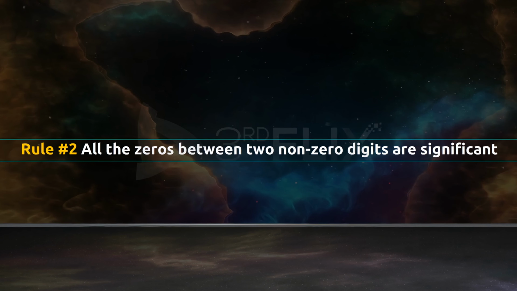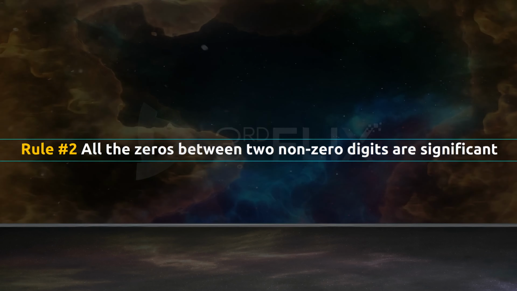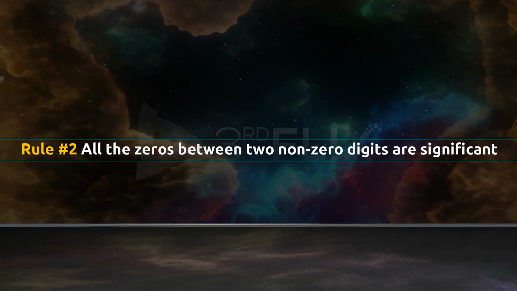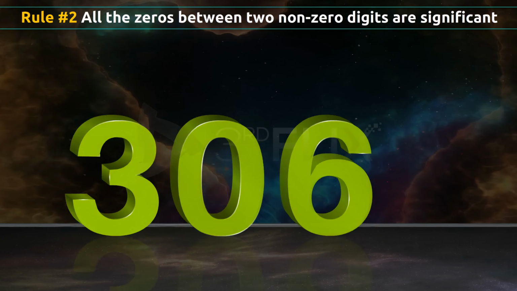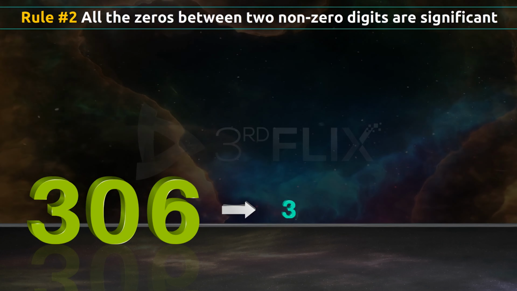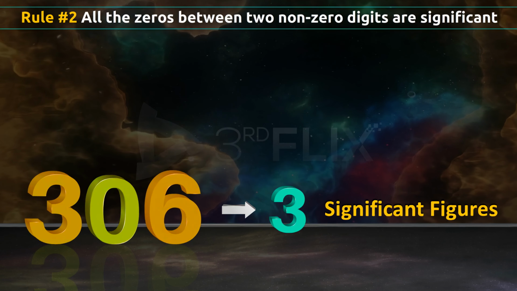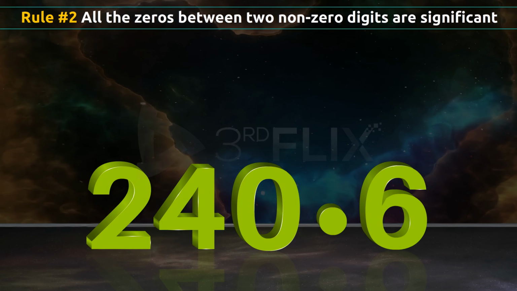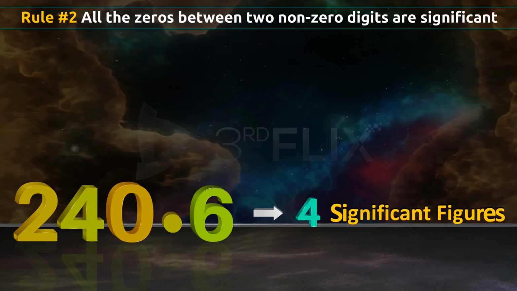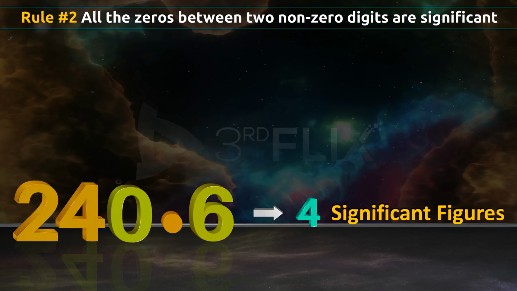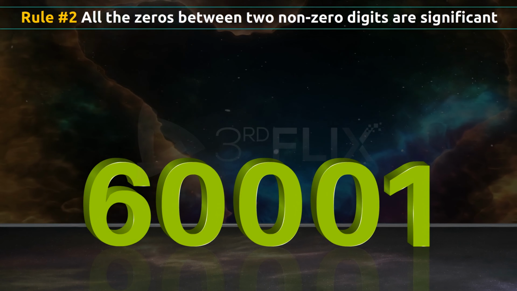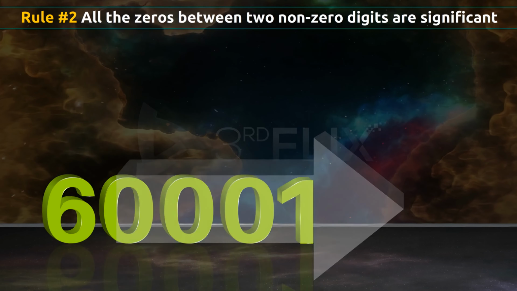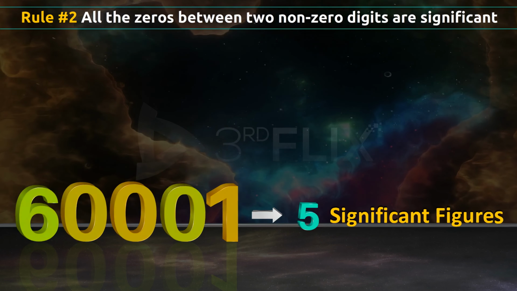All the zeros between two non-zero digits are significant. For example, 306 has 3 significant figures, 240.6 has 4 significant figures, and 60,001 has 5 significant figures.